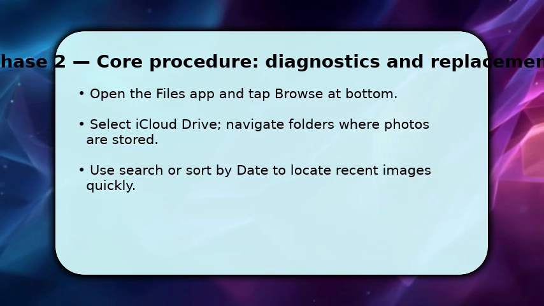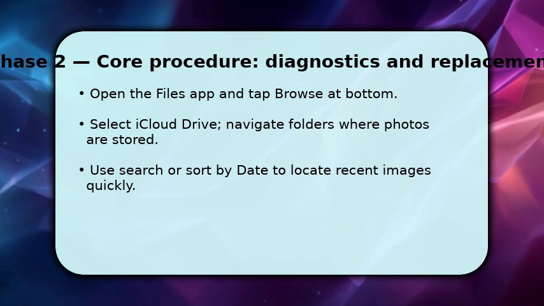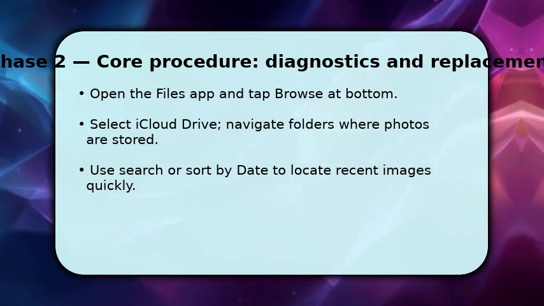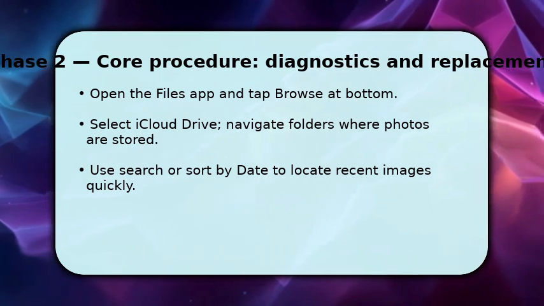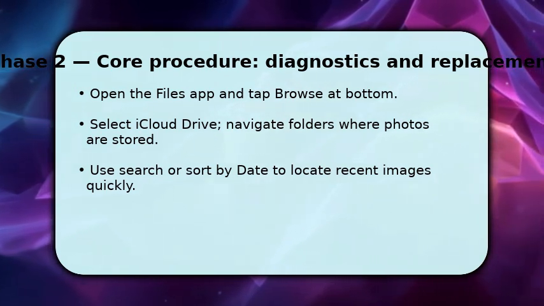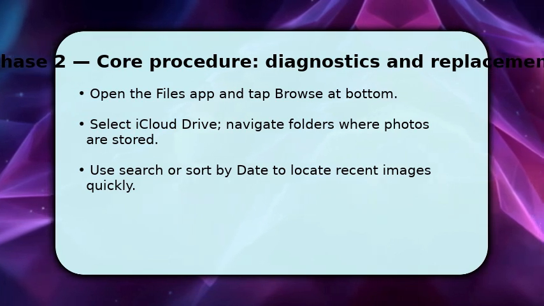Now you go into Files to access iCloud Drive directly, because the Photos app may not show files saved as documents. Open Files, tap Browse, then tap iCloud Drive, and navigate through folders where your photos are stored. If you have nested folders, use the search bar or sort by date to surface recent images quickly.